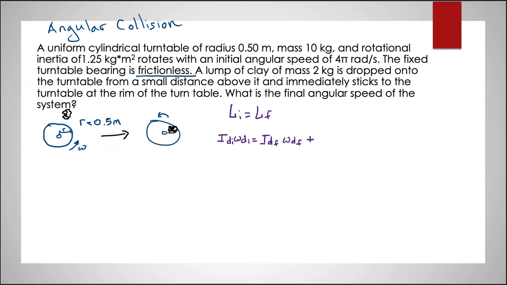But we also have this lump of clay. Now this lump of clay is sticking just on the rim. That's the key. So if it's on the rim, it's on that outside. Now the nice thing is, we can go ahead and throw in the clay final and the omega clay final. Now, these omegas have to be the same. They have to be the same, and the reason they have to be the same is because they're spinning together. And so we can go ahead and rewrite this.